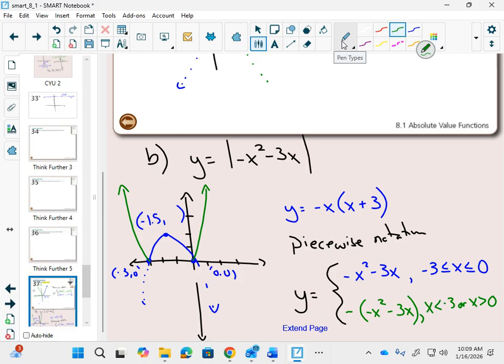And this is the piecewise notation for the parabola. Technically, if you flip the whole parabola, that's x squared plus 3x, the green graph. But we're only flipping the parts that are negative, up, and above.